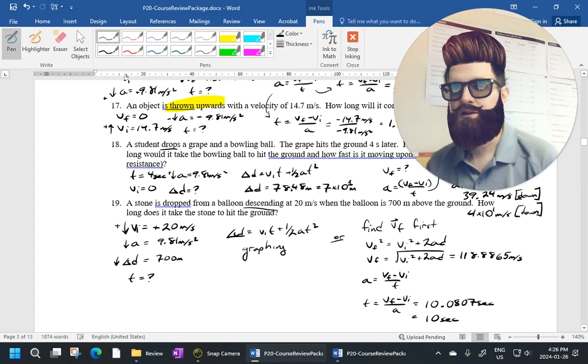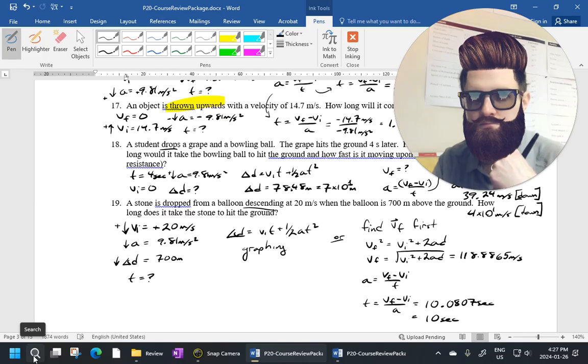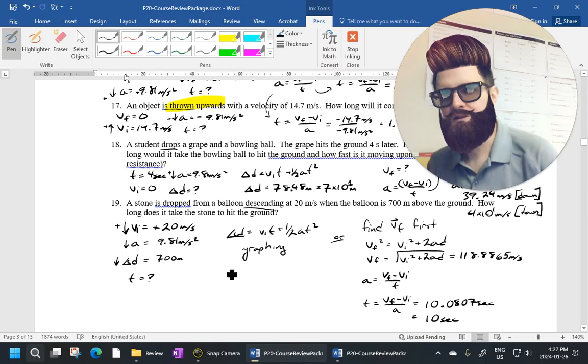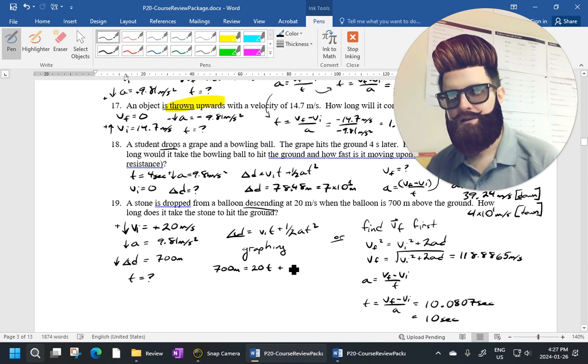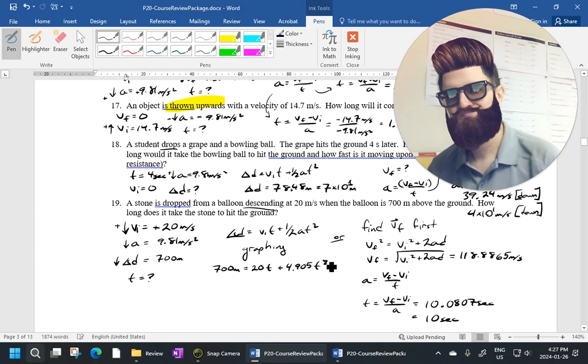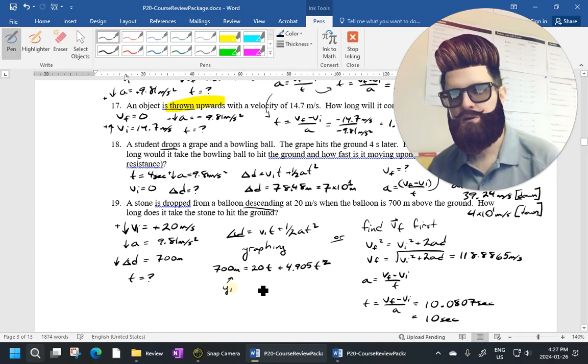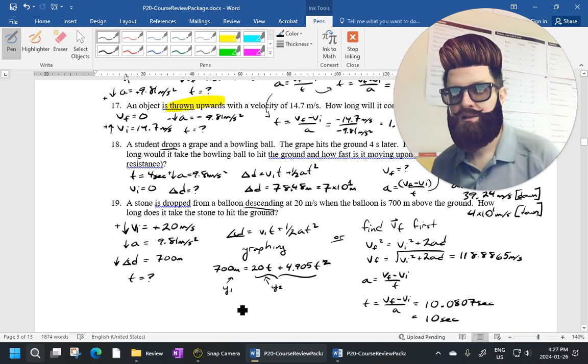Or graph it. Should I actually show you the graphing? Can't really see it on the PDF. That's sort of what it looks like. I'm going to put down 700 meters on this side. This side is going to be 20 T plus a half A T squared, so that's 4.905 T squared. What I would graph is this side as y1, all of this side as y2, and find out where they cross each other. So the graph's going to look kind of like this, this 700 right here.